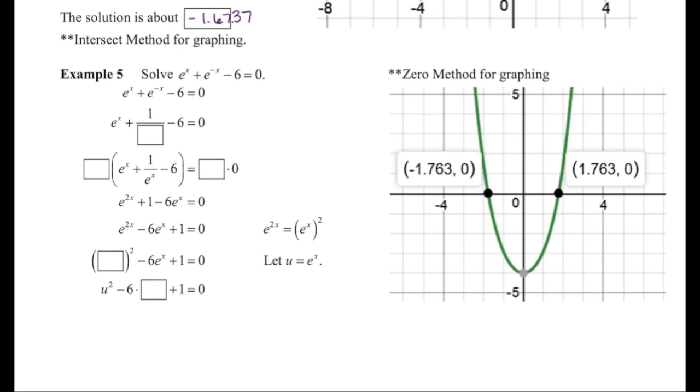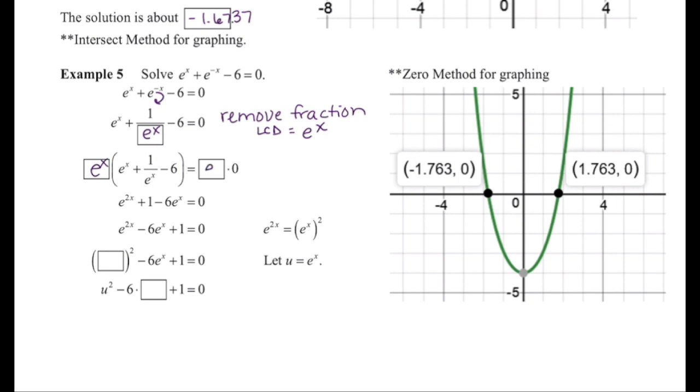Now we've got e to the power of x plus e to the power of negative x minus 6 is 0. I'm going to rewrite e to the power of negative x using a positive exponent. We know that a negative exponent will rewrite this as 1 over e to the positive x. And then I'm going to remove the fraction. Our common denominator is e to the power of x. So I'm going to multiply everything by e to the power of x so that I can remove not only that negative exponent, which we turned to a fraction, but then all of the fractions.